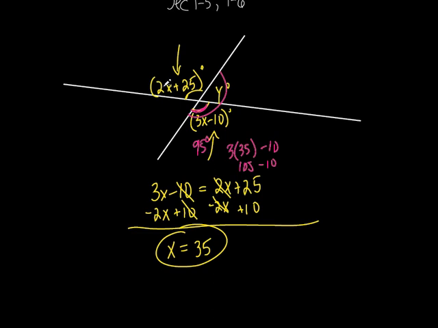So let's see if it is. Just to plug the numbers in. 2 times 35 is 70. 70 plus 25 is 95. So sure enough, it does work, doesn't it? So these two angles are the same. But what am I trying to find? I'm trying to find y. Everybody see that?